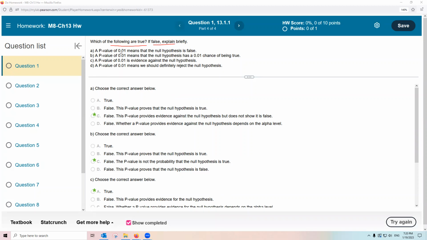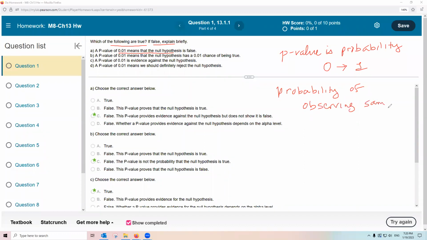Part A says, a p-value of 0.01 means the null hypothesis is false. First, we should clarify, what is a p-value anyway? Well, a p-value is a probability. So remember, a p-value is always going to be a number from 0 to 1 because a probability is always a number from 0 to 1. And what the p-value is measuring is the probability of observing the sample data you did under the assumption that the null hypothesis is true.